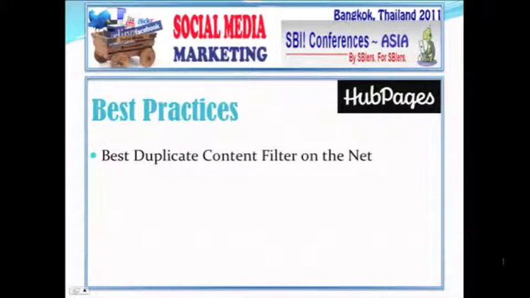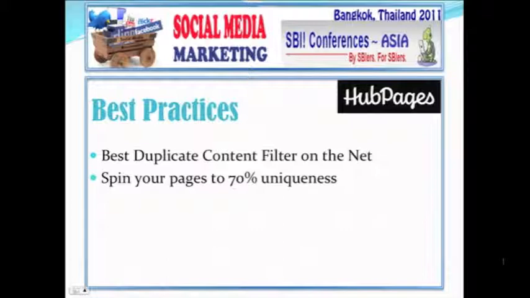Some best practices here. Hub Pages is really good at filtering out duplicate content. So you can't just copy and paste from your website. They're going to filter it out as duplicate content. So you do have to write something that is at least 70% unique. We don't use spinning software or anything, but we change our pages to at least 70% uniqueness.